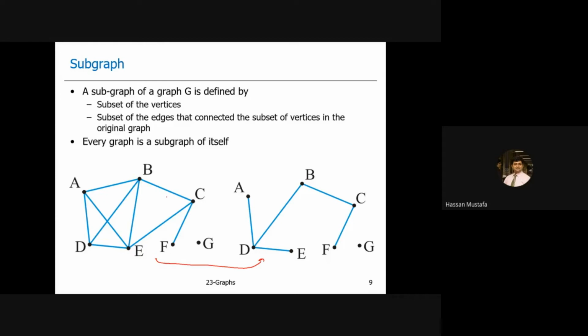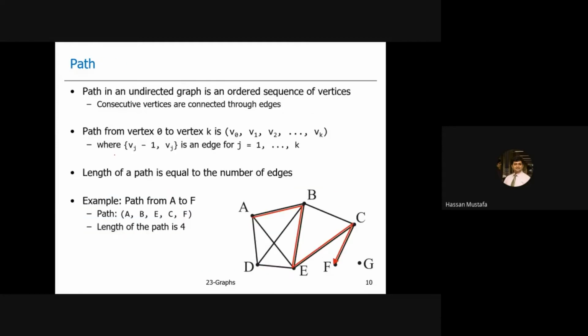Okay, so this definition would also be used in some algorithms in some later lecture. Then we have this definition of a path. Starting from this node A, if I want to go to node F, I would have to traverse these edges and reach this node F.